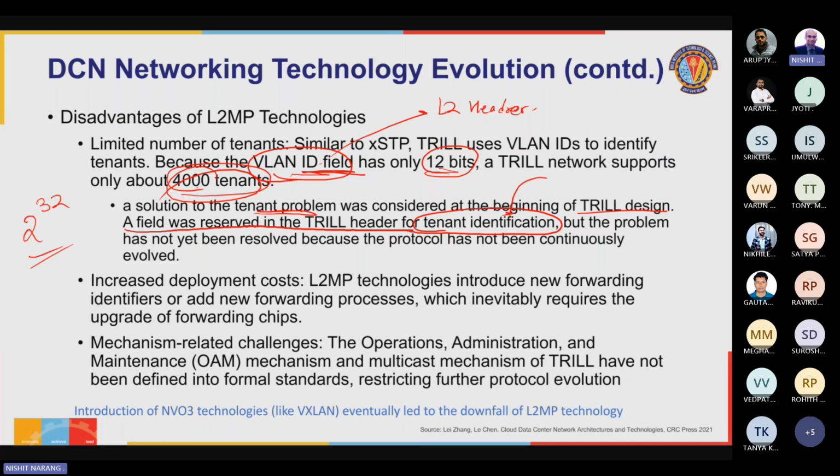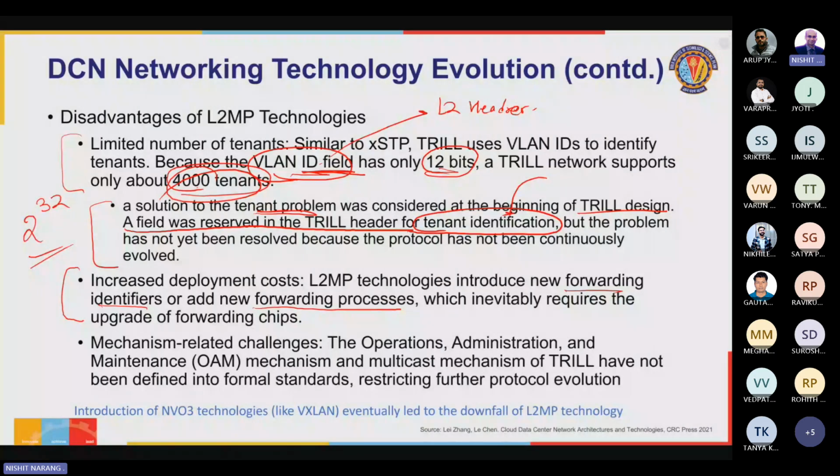So VLAN is a limitation. Trill does have a field that can be used, but it's not been designed, not been used till date. The deployment cost definitely increased with Trill, because you needed new forwarding identifiers to be assigned to every chip, and new forwarding processes. Yes, I can implement it in software. It's like a routing function, a forwarding function. In routers, I implemented it.